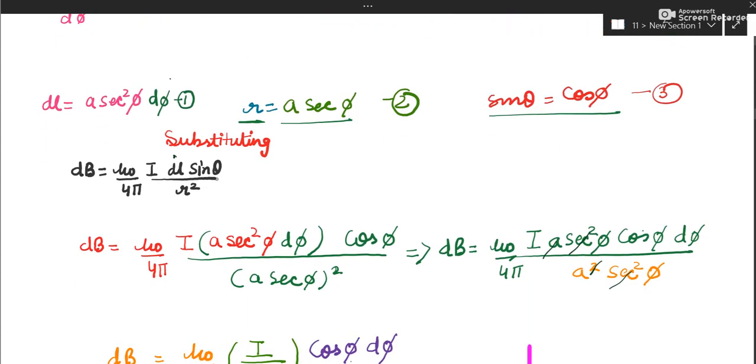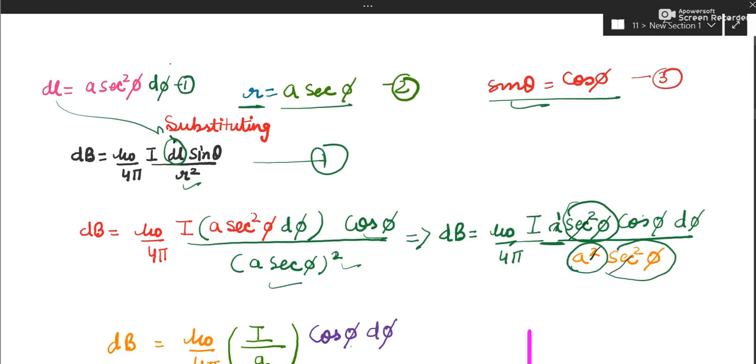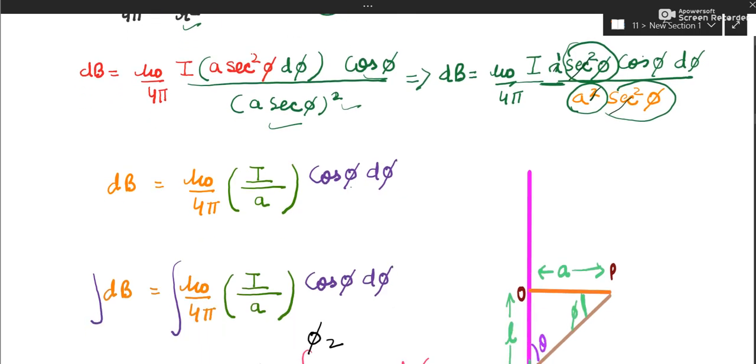Okay, so this is my Biot's equation. Everyone knows this is Biot's equation. So we'll be replacing dl, r and sine theta. This is the value of dl, this is the value of sine theta, which is cos phi, and this is the value of r square. So squaring, you can see certain terms will cancel out. What are the terms that will cancel out? Secant square phi will cancel out secant square phi, and 1 power of a will be cancelled by 1 power of a. So the rest of the terms are written like this.